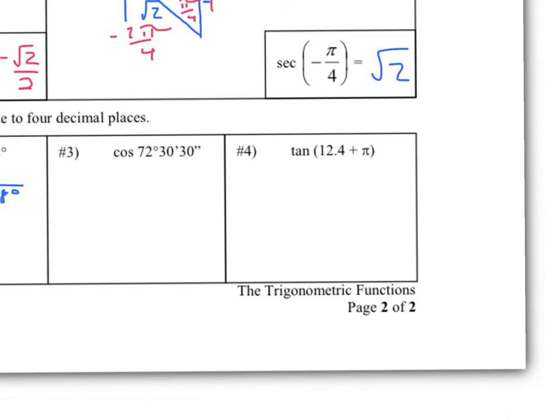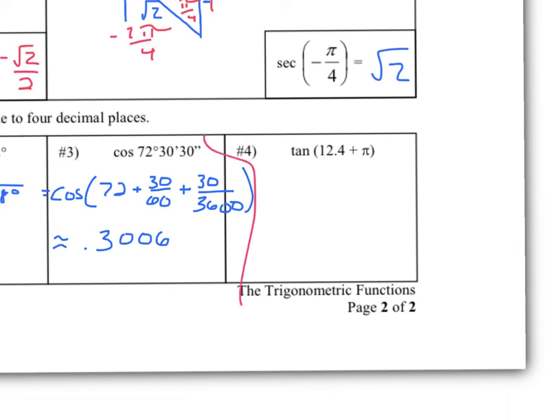Number 3, you're going to have to convert the degrees, minutes, and seconds into degrees. So you would type in cosine, and then we have our angle. This is how you put it in your calculator: 72 plus 30 over 60 to change the minutes into degrees, and then 30 over 3,600, which changes the seconds into degrees. If you put that in your calculator and hit enter, you're going to get approximately 0.3006.